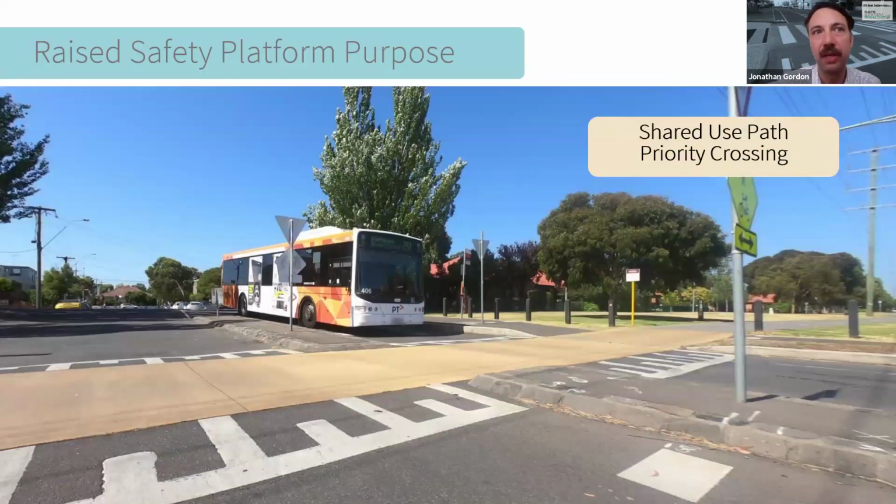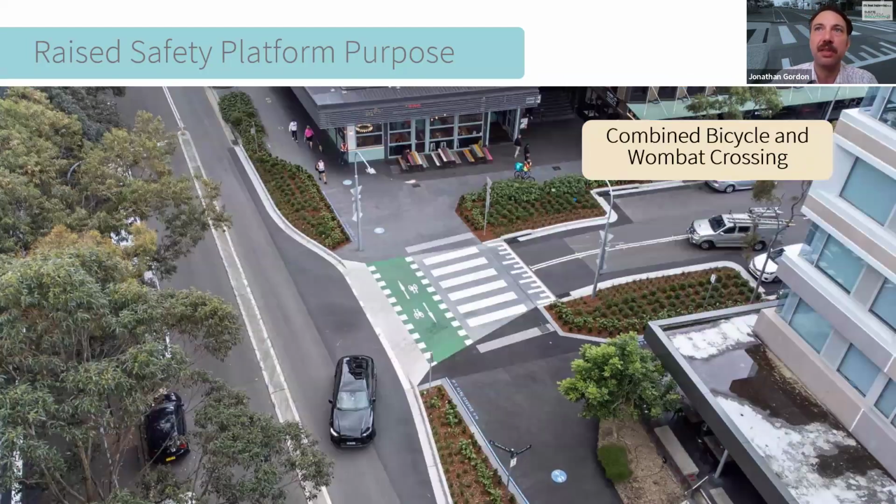A shared path priority crossing, that's with the yellow markings in Australia at least. And then we've got our combined bicycle and wombat crossing, so that's a bit of a combination here. We've got our wombat separated. There are various scenarios where you'd consider an option like this. I'd suggest this is possibly a landscaping picture only, because I'm not quite sure where the bikes are going for this option, but it does illustrate the crossing style in itself.